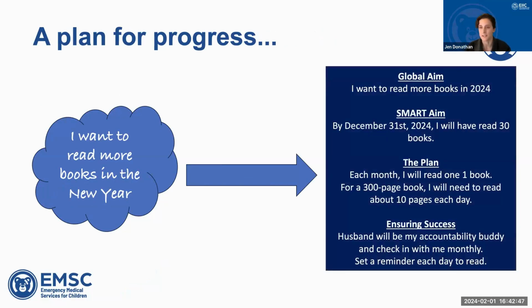So establishing your global aim. What is your vision for what you want to achieve with your project work? For me, I want to read more books in 2024. That's great. That's your global aim. That's broadly what you're trying to do.